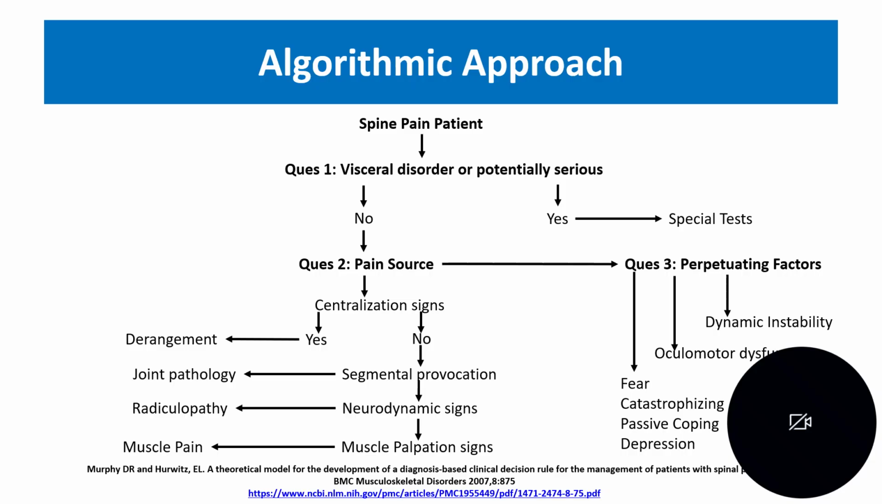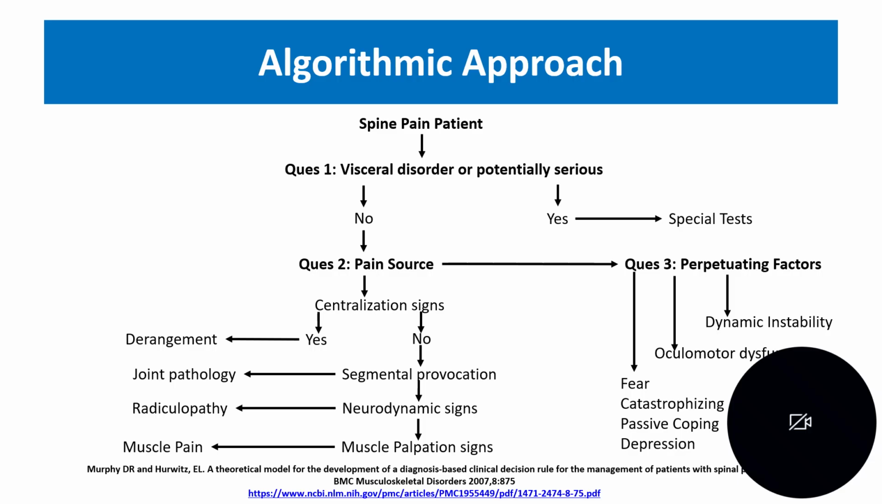One is internal disc derangement, so disc pathology. Number 2 would be joint pathology, in particular the facet joint. Number 3 would be nerve root problem, and number 4 would be muscle problem. And Murphy says there are a number of ways to do this. If I find evidence of centralization of pain, and you know what the term centralization means, this is Mackenzie's centralization signs, then you have a disc problem.